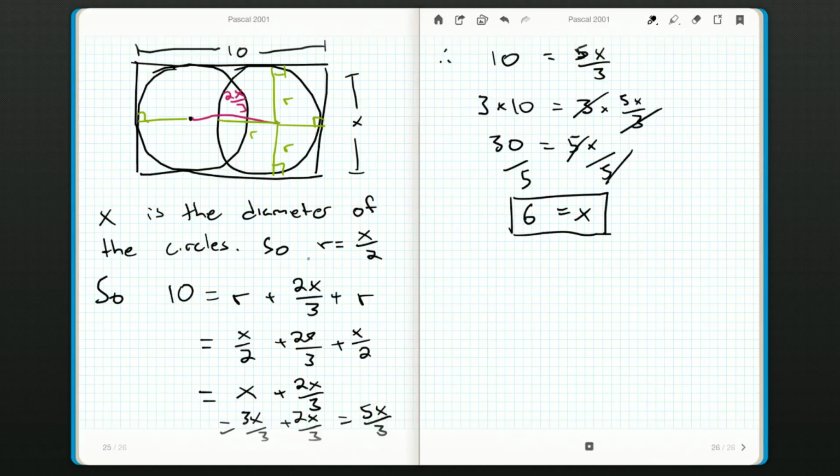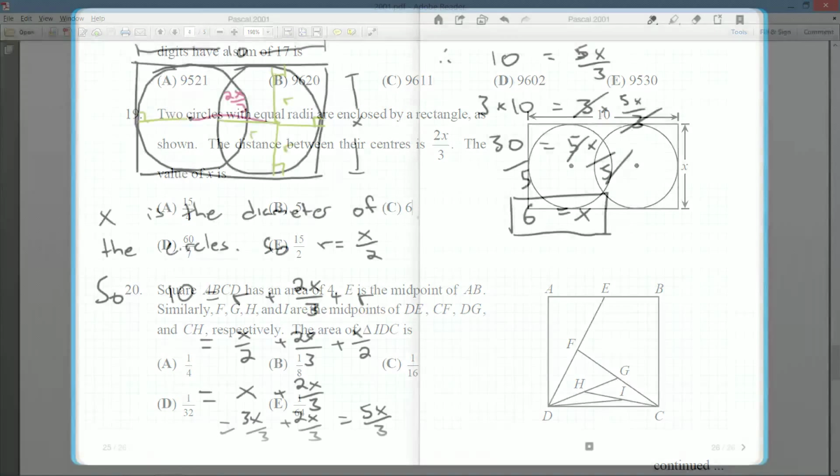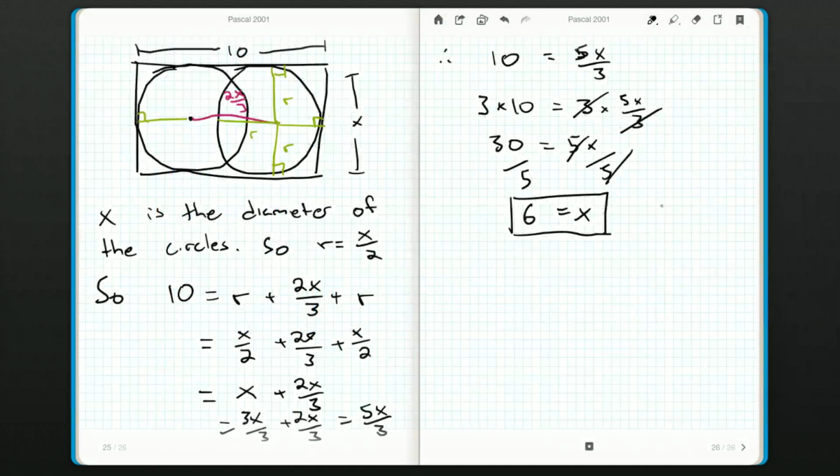That means that 6 is the diameter of these circles. So 3 should be the radius. So 3 plus something is equal to 10. So this something in here, this 2x over 3, should be equal to 4. And wouldn't you know it, 2 times 6 is 12, divided by 3 is equal to 4. So we just did a little mental arithmetic, a mental check of our answer. I'm really confident in it. So let's see if it's one of the solutions. There it is. It's C over here on the side. So we'll bubble in C, and we'll move right along.